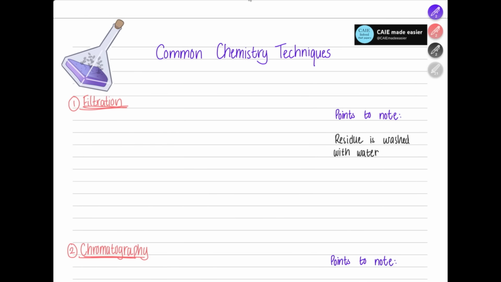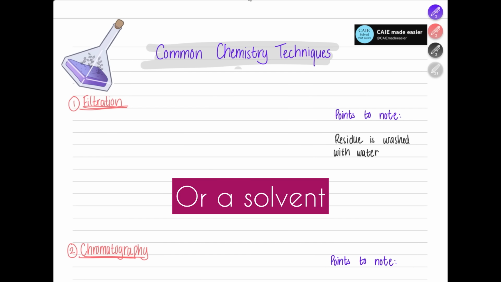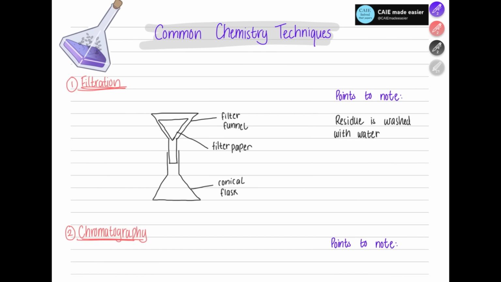Alright, we'll start with some common chemistry techniques that you should know. First of all, let's discuss filtration. A filtration technique is used when you want to separate two substances where your solute is insoluble in water. For example, if you have sand and water. So this is the diagram of the filtration process.